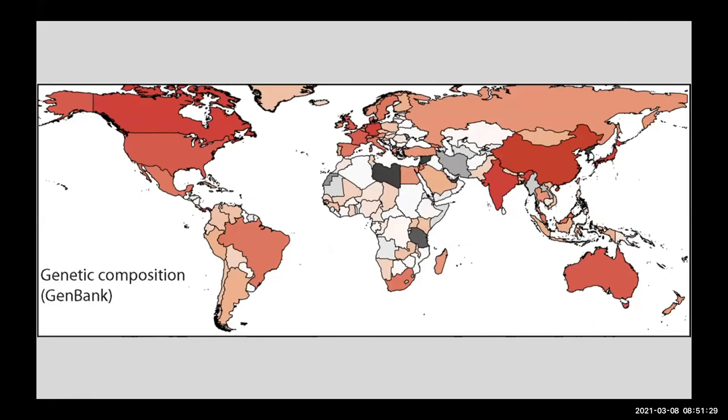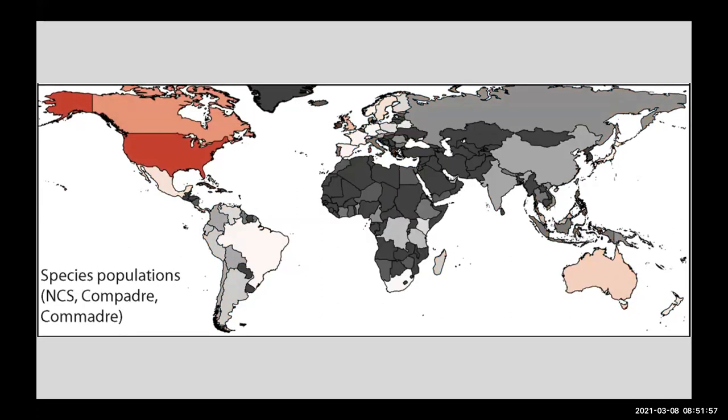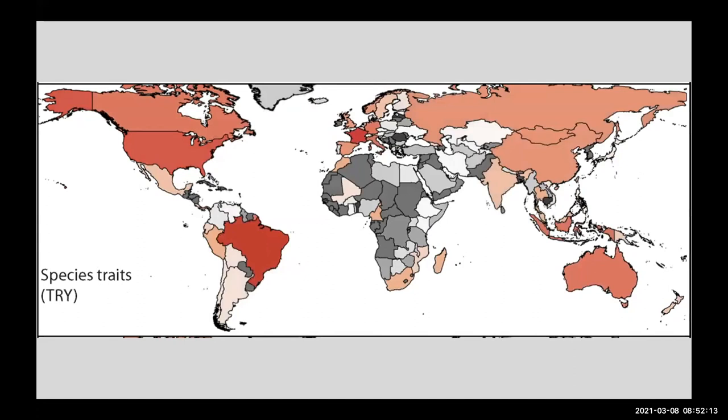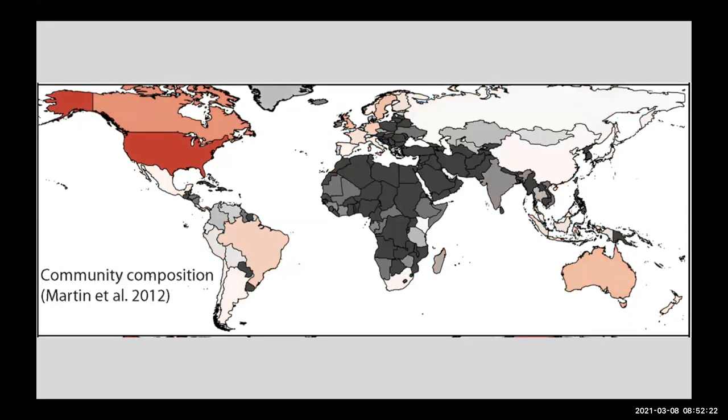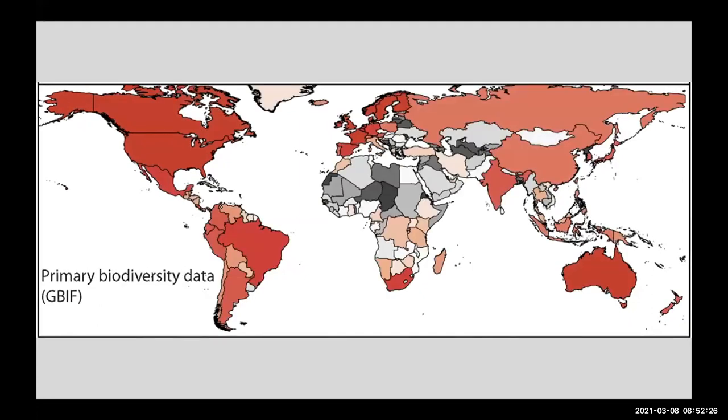Okay, so red is lots of information, black and white and pale colors are relatively little information. This is on log scale, so we're talking massively less information than where you see red. That's GenBank, that's the genetic composition EBV. There's data from three data sets. I misspelled Comadre, that's inexcusable. So this is the species populations EBV, the species traits EBV. Community composition, and GBIF.